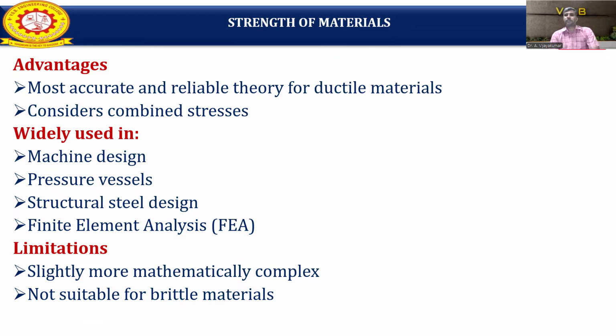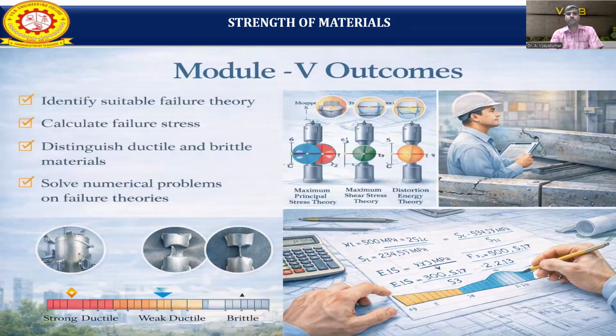What is the negative when you're using this theory? It is slightly more mathematically complex. Why is it complex? Because we are considering combined stresses, sigma 1, sigma 2 and sigma 3, which also makes the mathematical problem complex. It is not useful for brittle material. We can use it only for ductile material because the same distortion energy will occur. We cannot use it for brittle material, only for ductile materials.